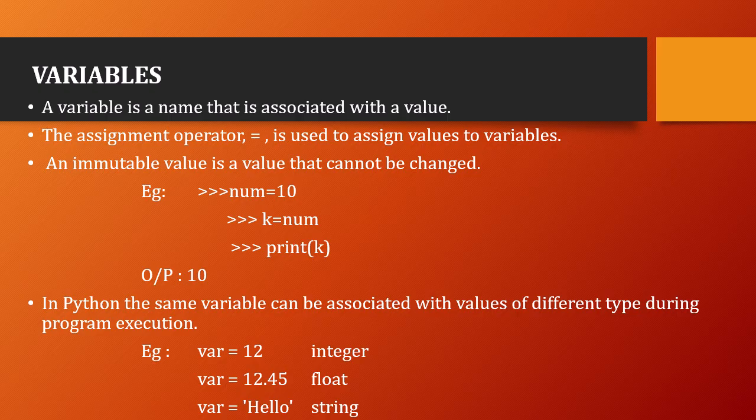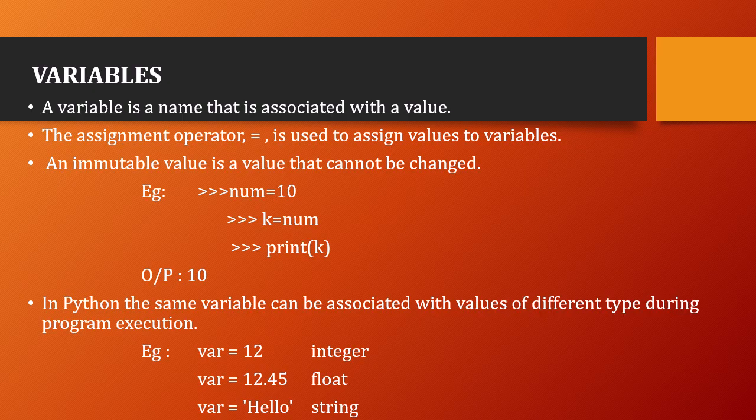The assignment operator, equal to, is used to assign values to variables. An immutable value is a value that cannot be changed. For example, num = 10 and k = num, print(k). In this example, we assign the value of num as 10, then assign num to k, and when printing k, it will print 10.